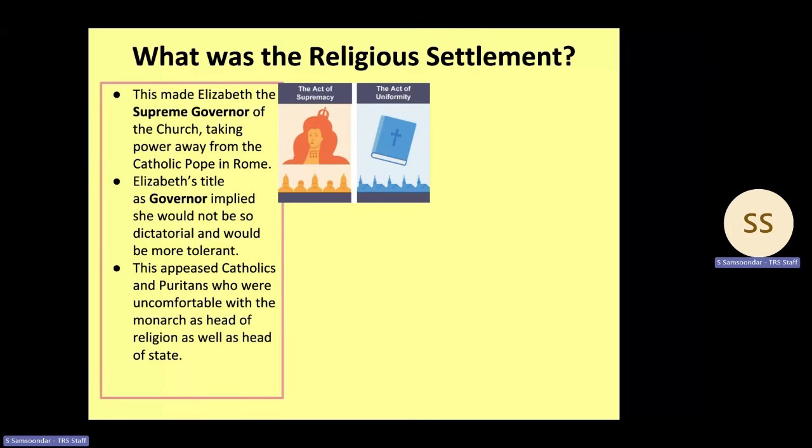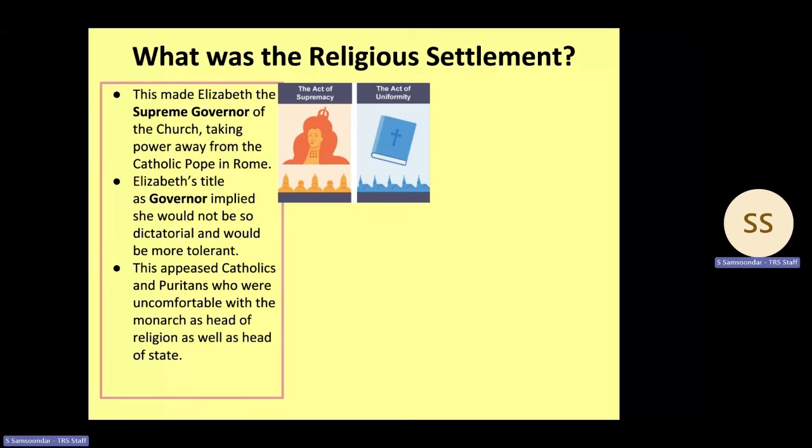The first law is the Act of Supremacy. Think about that word supremacy. It's talking about authority. It states that England will be a Protestant country. The head of the church in England will be Elizabeth. The key point here, if you remember, is that she doesn't call herself the head of the church, though.